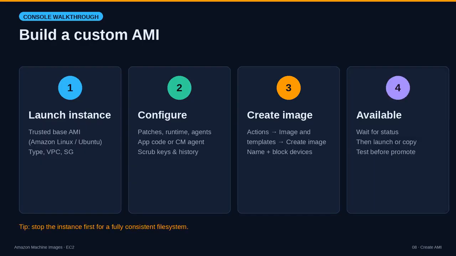Step 4. Wait until the AMI status shows available. Only then launch new instances from it or copy it to other regions. A practical tip: stop the instance before create image if you want a fully consistent file system without relying on buffering tricks, especially for databases.